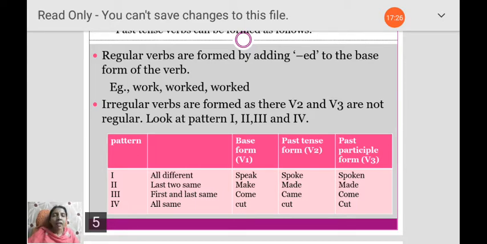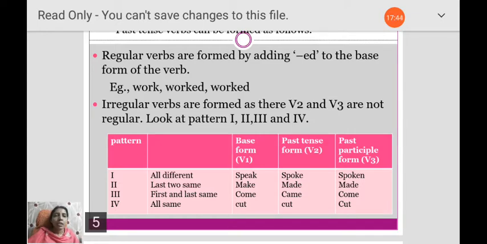And rarely we have such a kind also: first and last are the same. See, the first is come. The V1 form is come, and the past participle V3 form is also come. In between, the V2 form is came.